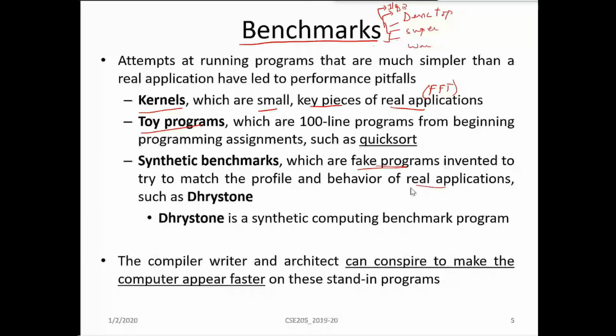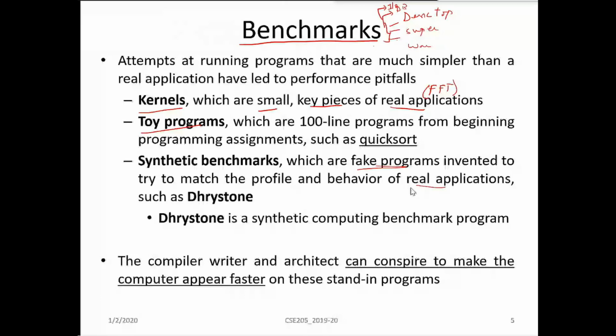But normally the compiler writer and architect can conspire to make the computer appear faster. Because I told you already, whenever a computer architecture has been designed, the compiler is the first system software that gets developed. So they can do anything, as if giving an illusion that this computer is going to work faster. But there are a few rules that have to be followed to avoid this kind of false approach.